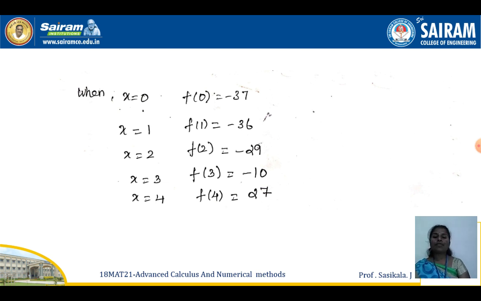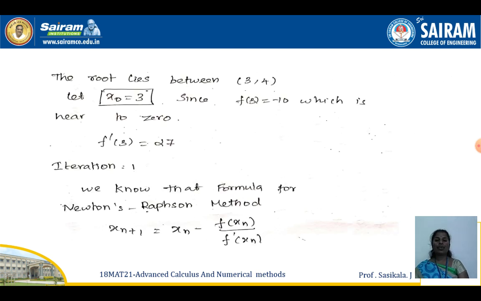So now I can fix my x naught. See which value will be near to 0, that value you are supposed to fix. That means whichever x value, when replaced, gives an f of x value near to 0 will give your best approximation. The root lies between 3 and 4 as we have seen in the sign change. Now I'm considering x naught is equal to 3 because f of 3 is minus 10, which is near to 0.